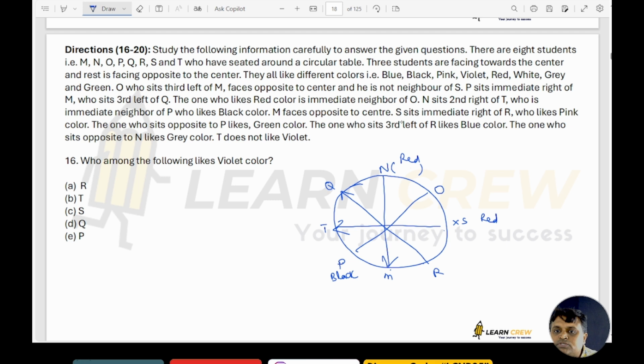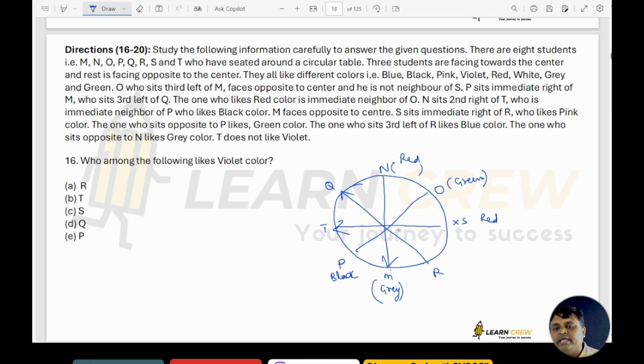Now, M faces opposite to the center, S is immediate right of R. Who likes pink color? R likes pink color. The one who sits opposite to P likes green color, so you can say O likes green color. Next, the one who sits third to the left of R likes blue color. So you can say the one who sits opposite to N likes gray color. So it is gray.